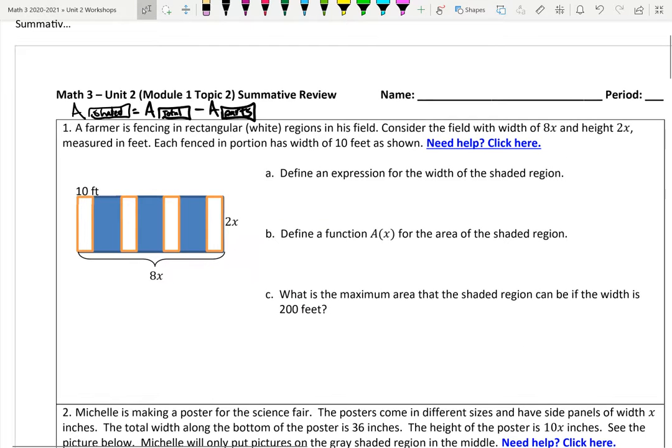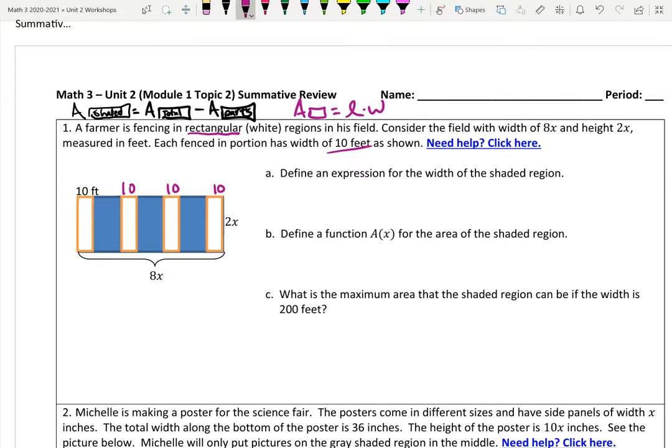So a farmer is fencing in his rectangular field. This word rectangular implies that I'm going to use the area formula for a rectangle, which is equal to the length times the width. All right, each fenced-in portion has a width of 10 feet as shown below. So each fenced-in portion has 10 feet. All of these regions are going to be 10 feet.